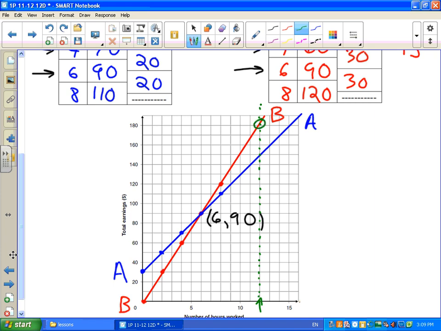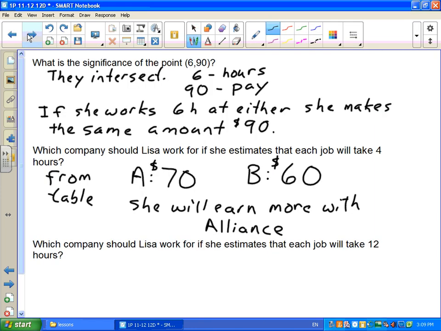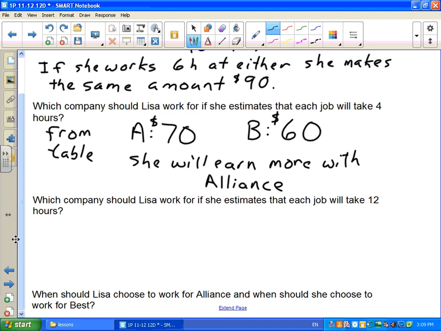And we can read this off the graph. It's paying her about $180, whereas A is only paying her about $150. So which company should she work for? Well, Best is going to pay her more money. Each job will take 12 hours. She will earn more with Best.